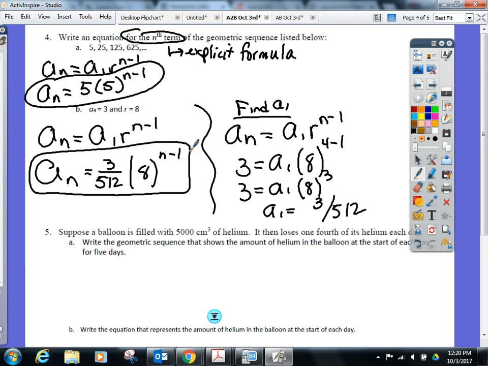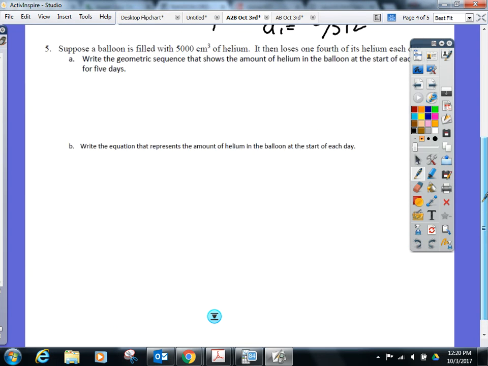Seems like you guys are picking this up, which tells me arithmetic went pretty well then, if you're picking up the geometric this quickly. Any issues? Okay, let's go. We got a little quick word problem here.